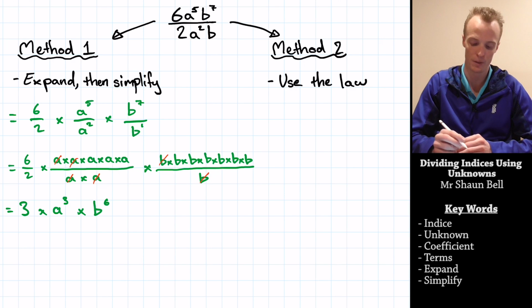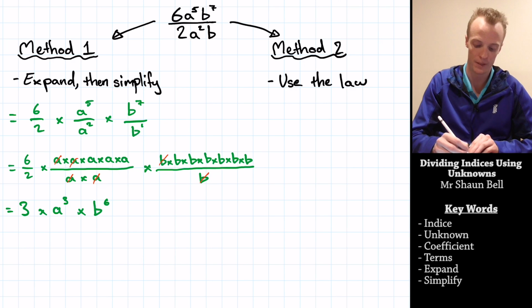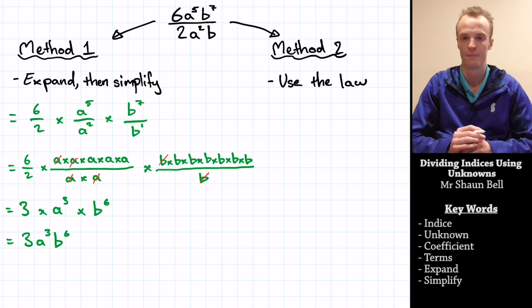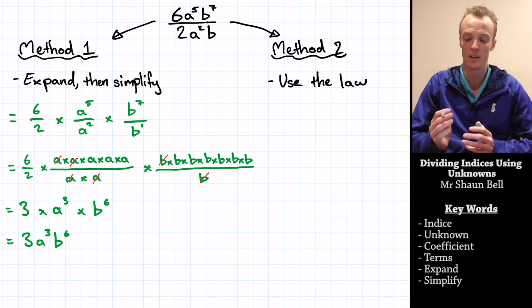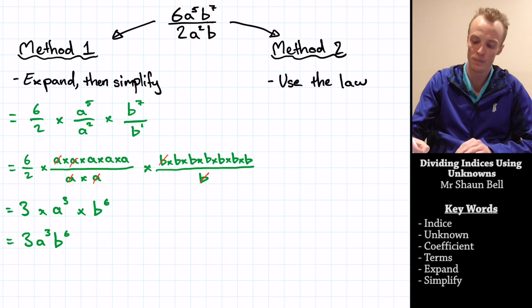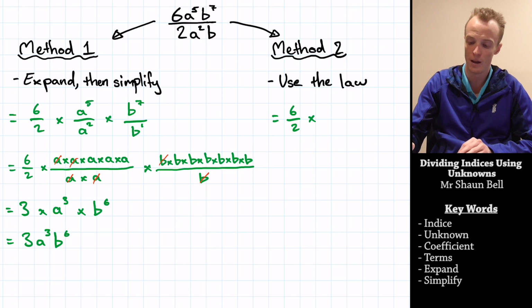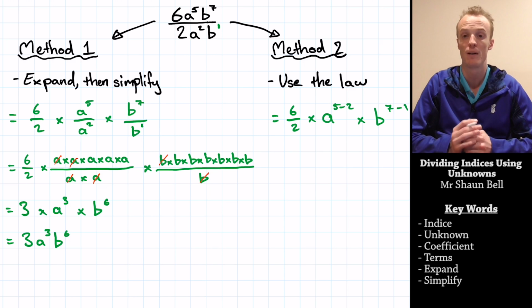And finally, because we're multiplying a number with two unknowns, we can represent this problem as 3 multiplied by a to the power of 3 times b to the power of 6. So let's take a look at what happens when we use the law. Well, this is going to be equal to 6 divided by 2, all multiplied by a to the power of 5 subtract 2, all multiplied by b to the power of 7 subtract 1. Remember, that 1 exists above the b even though we don't write it.